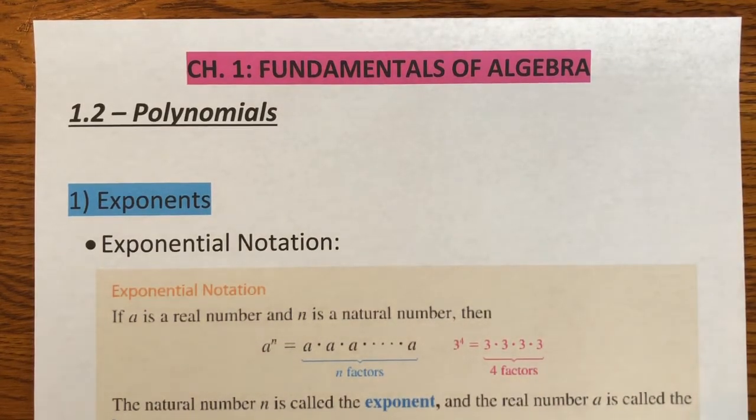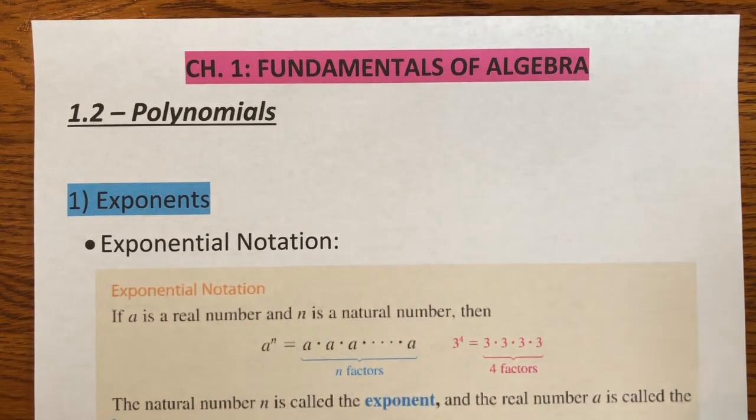Chapter 1, Fundamentals of Algebra. We're going to begin this chapter looking at section 1-2, Polynomials. First thing we want to discuss, exponents, exponential notation. There are, of course, several properties of exponents. We will be looking at those properties later on, but today we're just going to be focusing on this one.